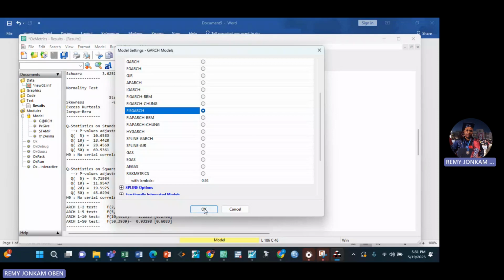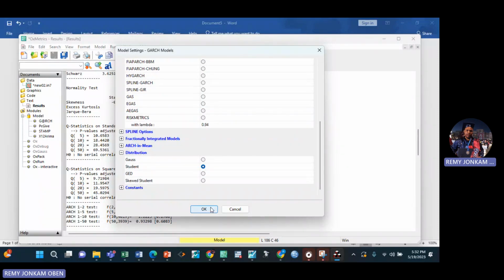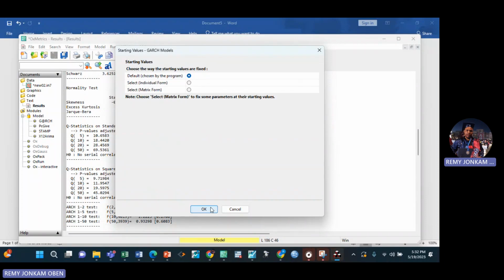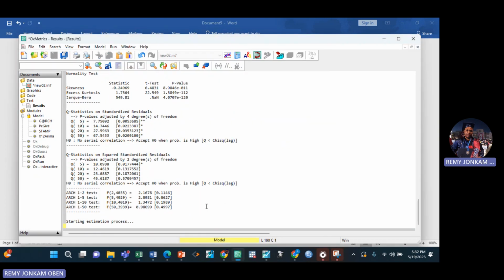So if I take FIEGARCH, again Student's t distribution, I click OK. And I don't change anything here, I click OK. I don't change anything here, I click OK. And I wait for the results. So it's estimating, let's just wait.